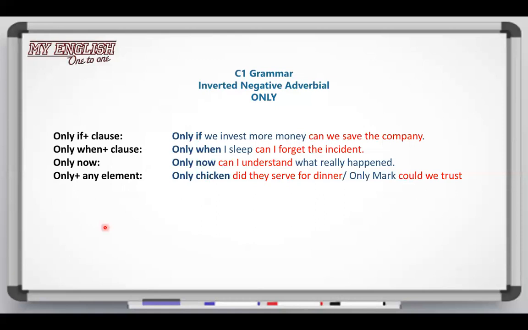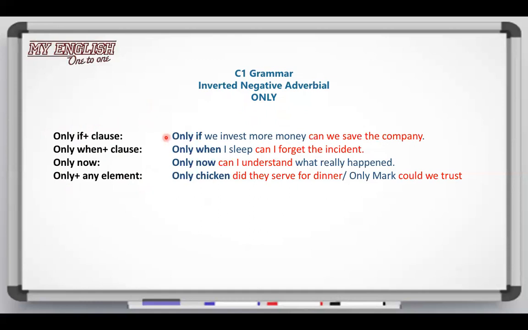Let's see inverted negative adverbials with the word only. All right. So the first case is only if plus a clause. Then we have only when plus a clause. Only now. Only and then any element. These are four cases for the adverb only.